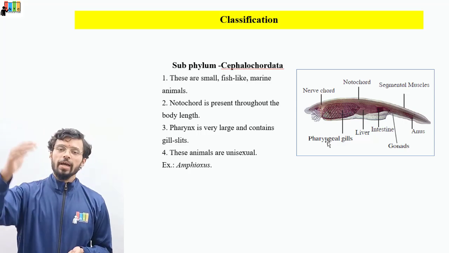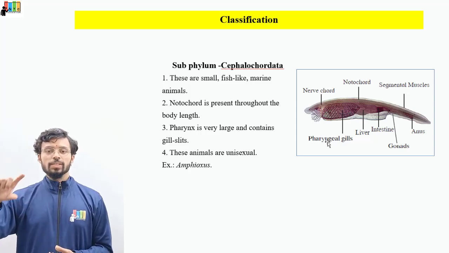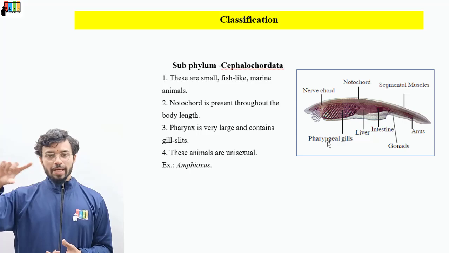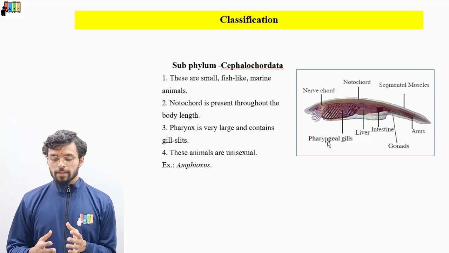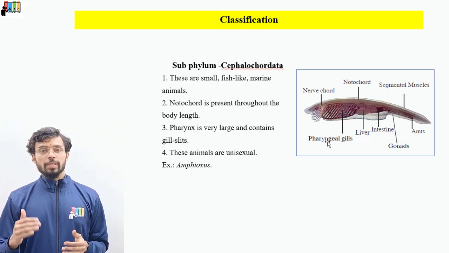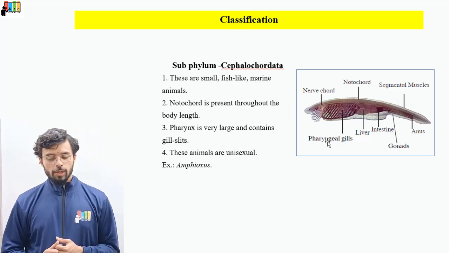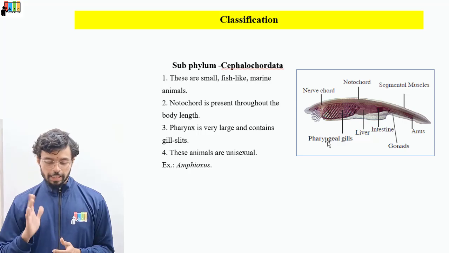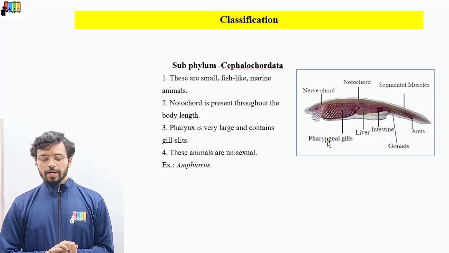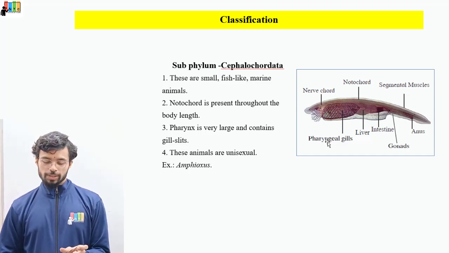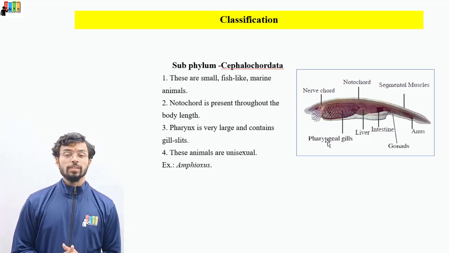So now we are moving higher. You realize that from unicellular protists we are moving higher in terms of organization, in terms of the blasty of the organism. Most of them are triploblastic, they are coelomic, they are showing not cell or cell-tissue, but organ grade of organization, and so on and so forth. So these are small fish-like marine animals. Notochord is present throughout the body length, an important feature of these organisms. An example is Amphioxus, right? So these animals are unisexual. So male and female organisms are essentially different.